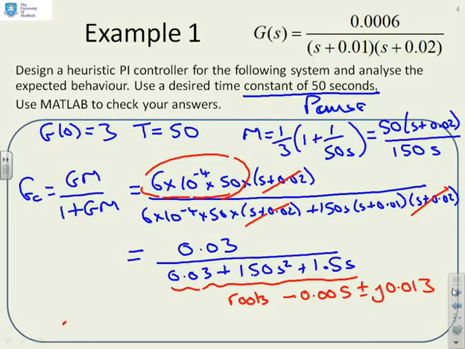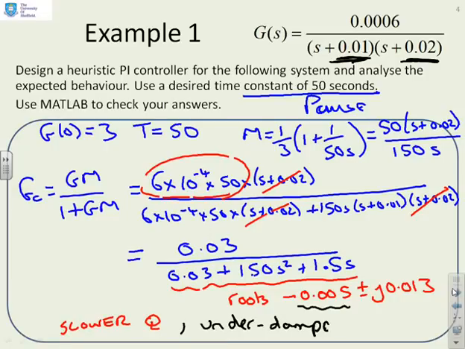One, it's slower than the open loop, because if you look at that pole, the real part here, minus 0.005, is slower than the poles we had up here, 0.01, 0.02. And you've also got that it's under damped. So a very simple piece of analysis. We've put in the heuristic design and we've said, actually, I don't expect the heuristic design to work particularly well.